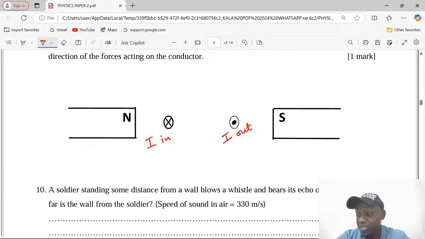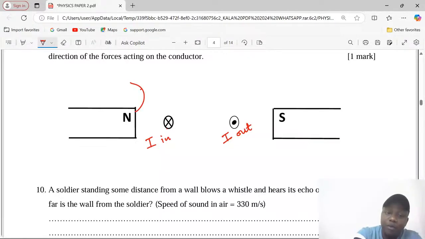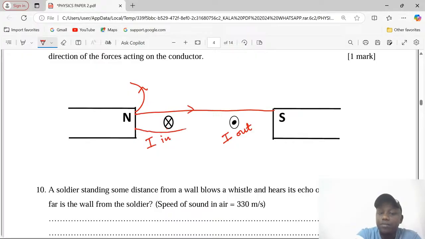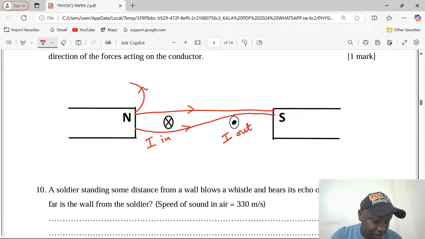Something else that you're supposed to know is that field lines usually move from the north to the south. They never enter the north. They move away from north to the south, and they never cross one another. If they are moving from north to the south, then we are supposed to know that we can use Fleming's left-hand rule.